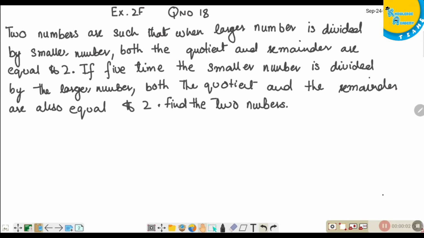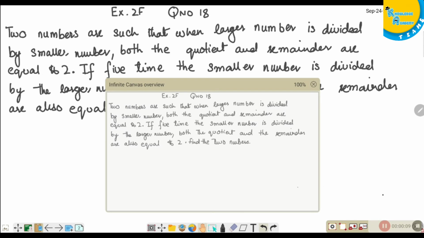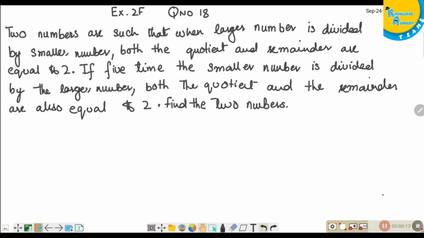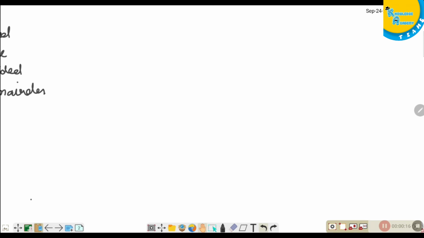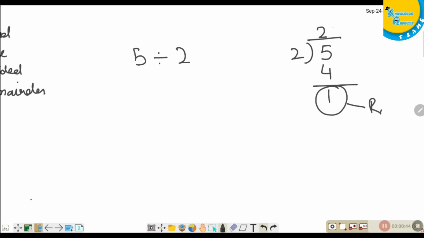Okay, question number 18 of exercise 2F. But before going through the question, let's revise some facts about fractions. So let's see. If I am dividing 5 by 2, I'm going to write it down like this: 5 divided by 2, the remainder is 1, since 2 multiplied by 2 is 4, and there will be a remainder. So this is the remainder, and the answer is the quotient, right?